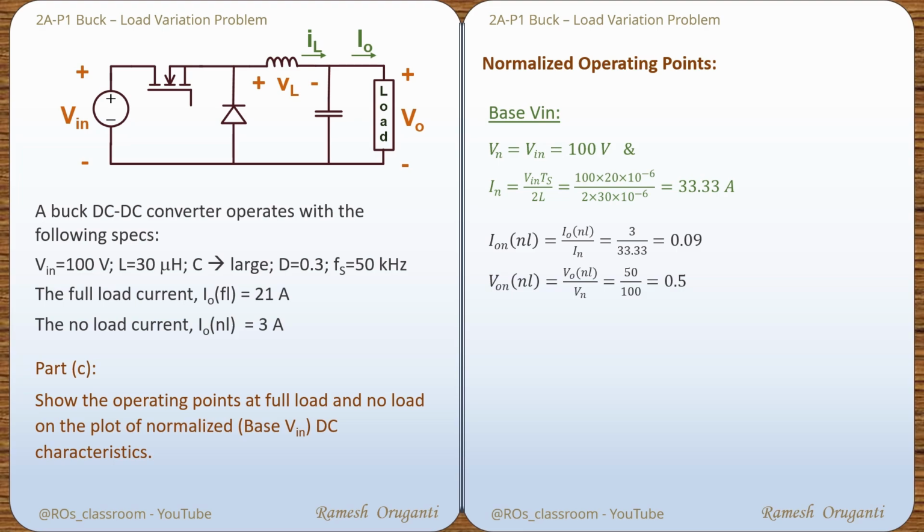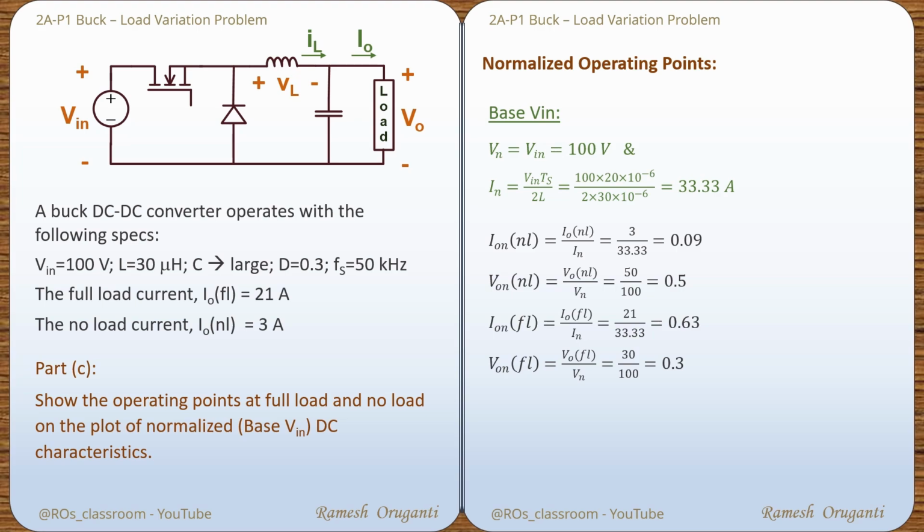I_ONFL is I_OFL by I_N, that is 21 amperes divided by 33.33 amperes, that is 0.63. Also, V_ONFL is V_OFL by V_N, that is 30 by 100, that is 0.3. The normalized current of 0.63 and the normalized voltage of 0.3 represent the operating condition under full load condition.